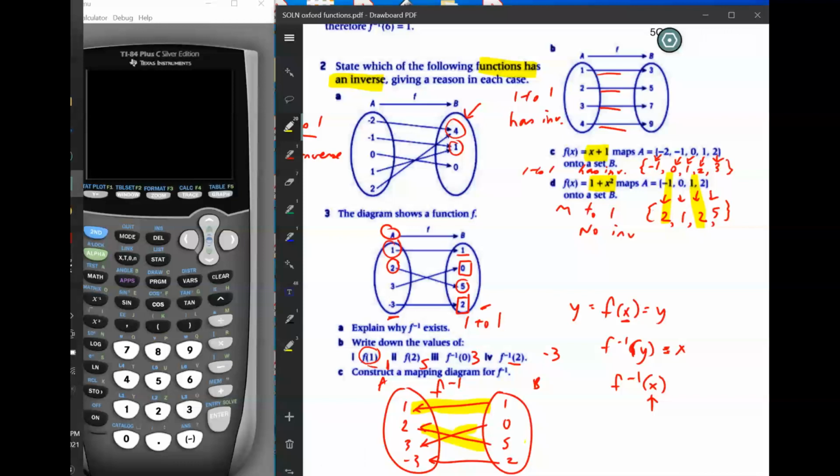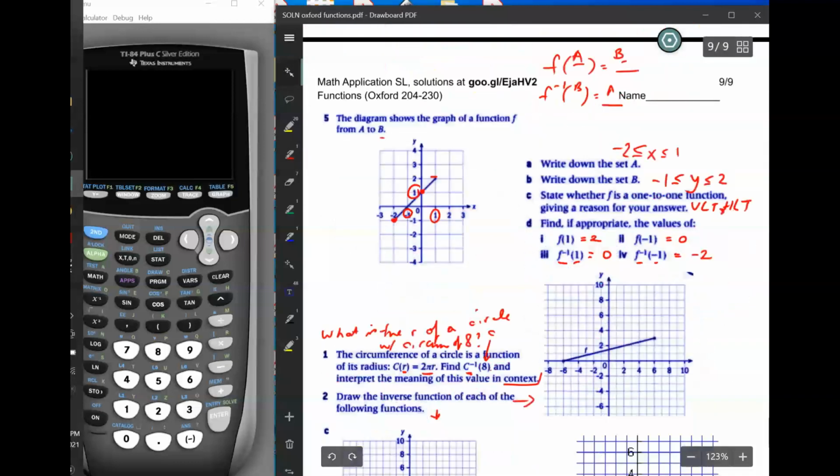What you're doing is you're reversing it, right? The input becomes the output becomes the input. So the 1 maps to 1, 0 maps to 3, 5 maps to 2, and 2 maps to negative 3. So the original ordered pair 2 maps to 5 becomes 5 maps to 2, right? So do you see how they just basically inverted the 2 positions? So that's how you make graphs of inverse functions.